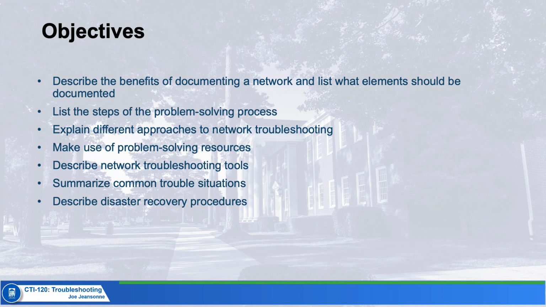The objectives for this chapter, the things that you should be able to do after you successfully complete this chapter are: describe the benefits of documenting a network and list what elements should be documented, list the steps of the problem-solving process, explain different approaches to network troubleshooting, make use of problem-solving resources, describe network troubleshooting tools, summarize common trouble situations, and describe disaster recovery procedures.